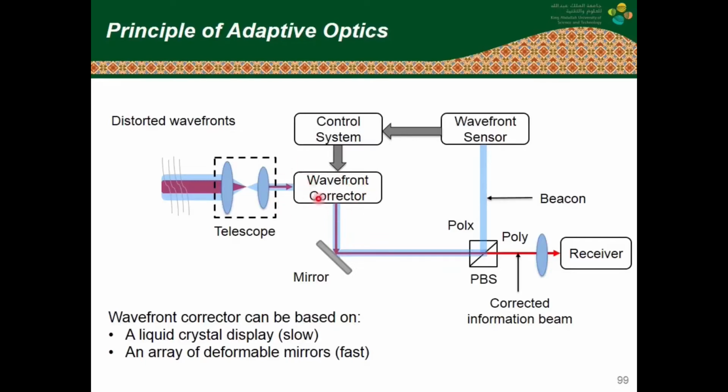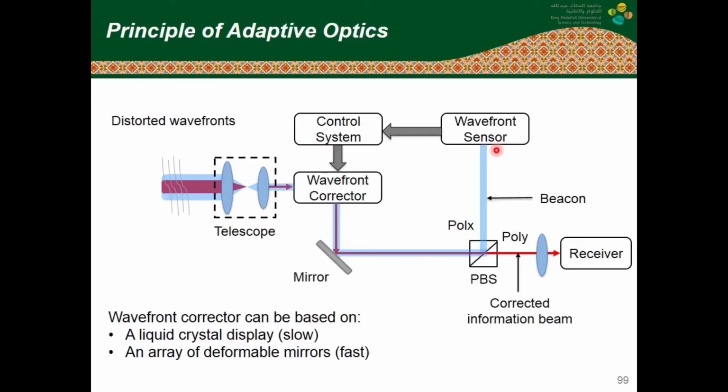The wavefront corrector unit can be a liquid crystal array, which is typically slow, or can be an array of deformable mirrors, which is fast enough to perform real-time correction. Here is an example of an adaptive optics system. Before the correction, the amount of wavefront distortion on a beacon beam whose shape is known to the adaptive optics unit is measured by a wavefront sensor.